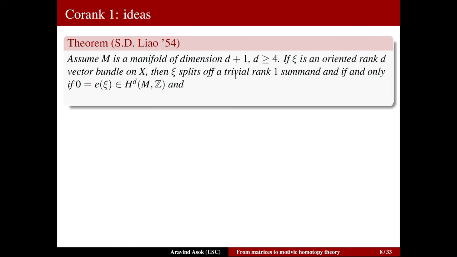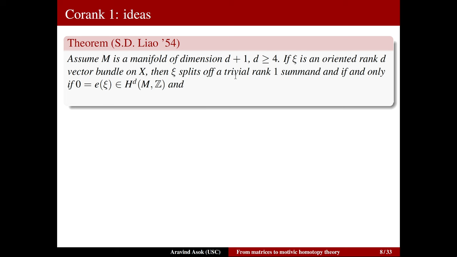All right, so suppose now I have a manifold of dimension d plus 1, and I'm going to impose some condition on the dimension, which I'll describe why that's in place in a moment. And suppose, for simplicity, I have an oriented rank d vector bundle on M. Sorry, X is supposed to be M. Now I'd like to ask, again, when does this bundle split off a trivial rank 1 summand? Well, we already know that there's a primary obstruction, which is the cohomology class Poincaré dual to a generic section. And so that's the Euler class.